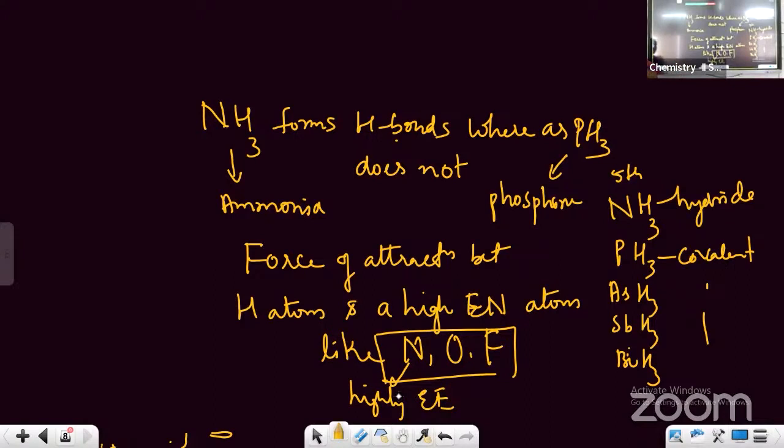This question has come in 2023, students. The next question: what is allotropy? I'll give a simple example which you are familiar with.